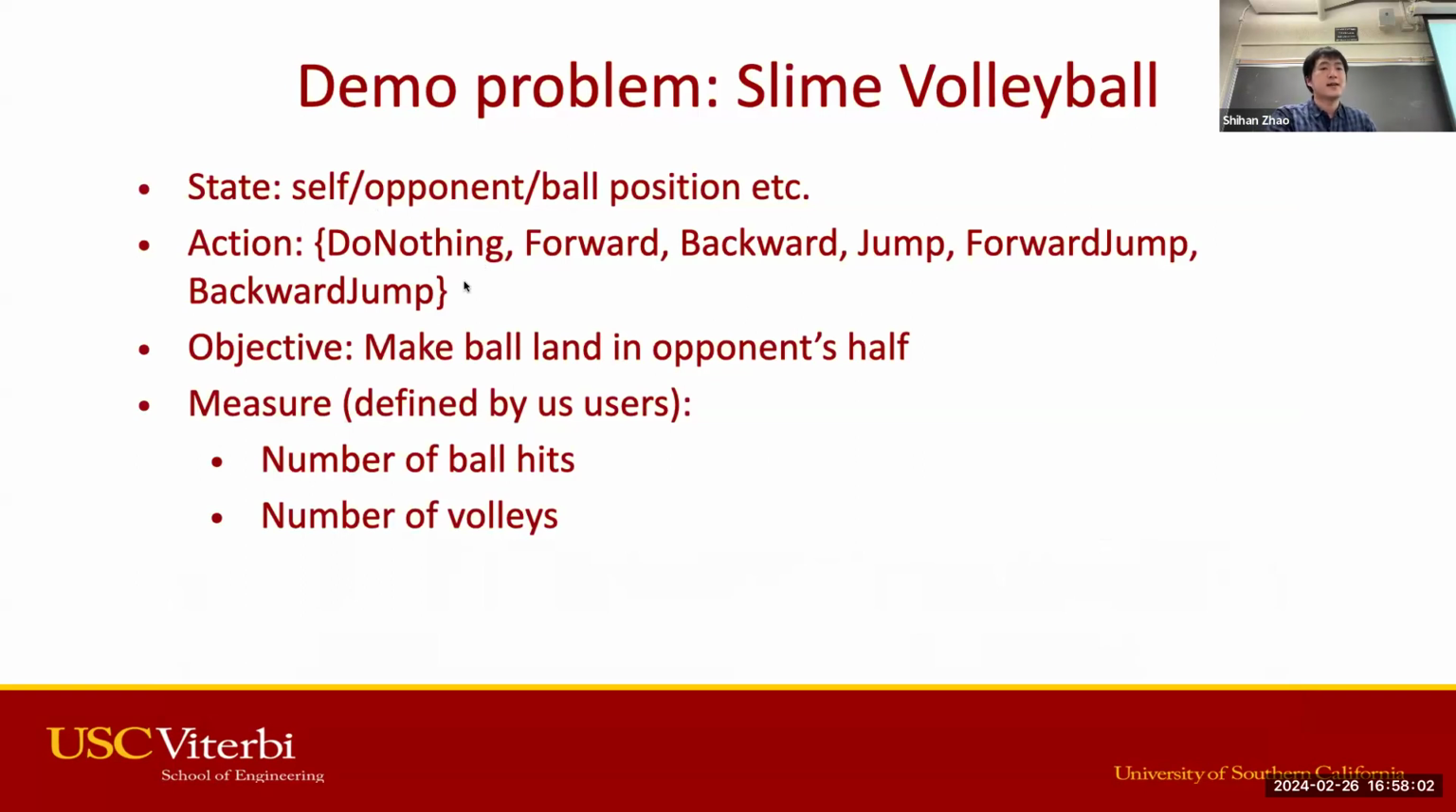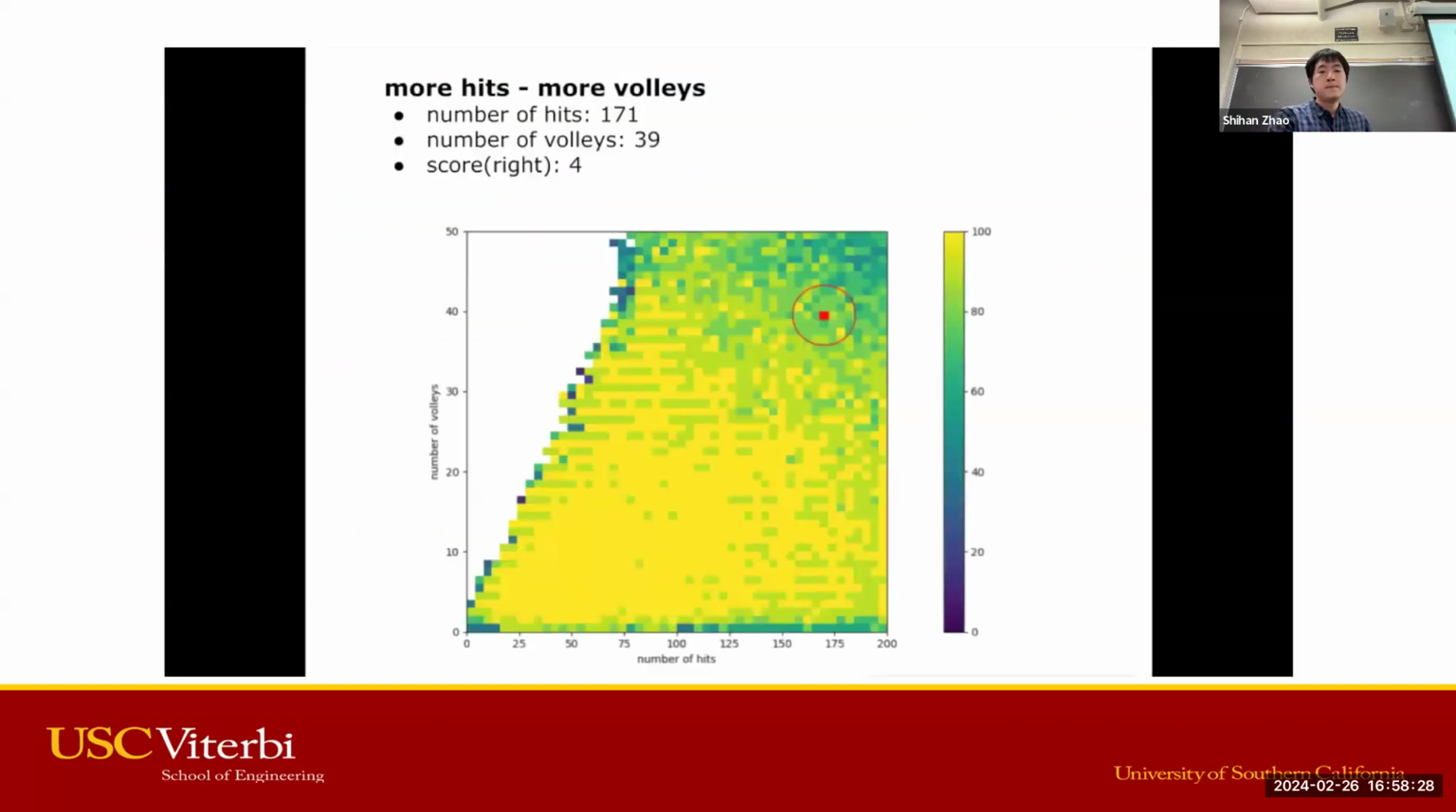There are other states, but I'm not going to include all of them. And the measures that we are defining here, according to our supposed interest in how we want the agents to diversify, are one, the number of ball hits, so how many times the ball bounces on the agent I'm controlling. And the second is the number of volleys, so how many times the ball crosses the net in the middle.